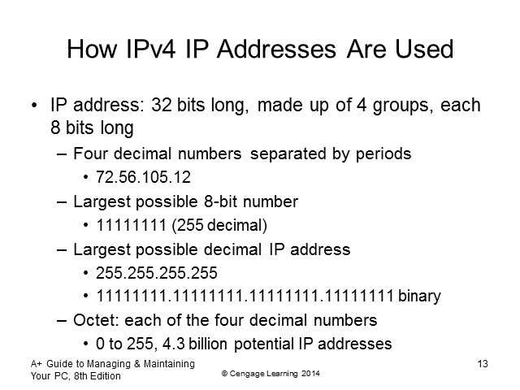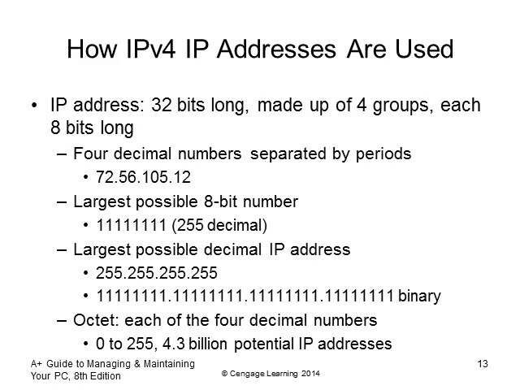So you see that there are 8 ones, which is the same as 255 in decimal. So the largest possible decimal IP address is 255.255.255.255. In binary, that is 11111111 four times, separated by periods. An octet is each of the 4 decimal numbers, 0 to 255, and that gives us 4.3 billion potential IP addresses.